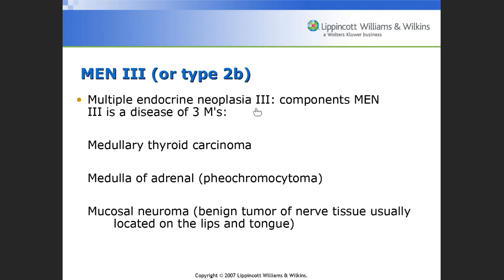It can be confusing, particularly Men 3. One easy way to remember Men 3 is to think of them as three M's, right? Or you can say 2M and 1P. If you remember them as 2M and 1P, the P here would be pheochromocytoma. And what is pheochromocytoma? We're going to see that a little bit.